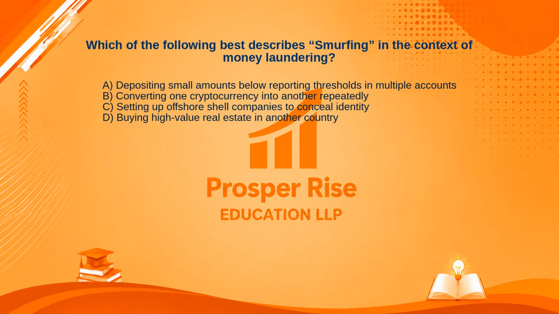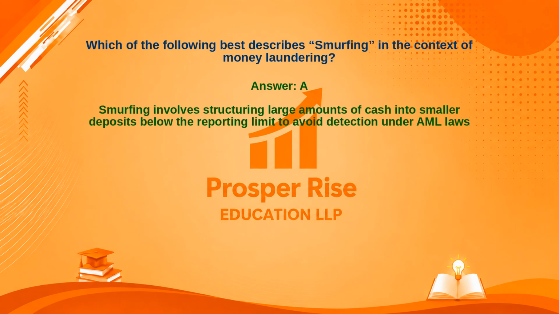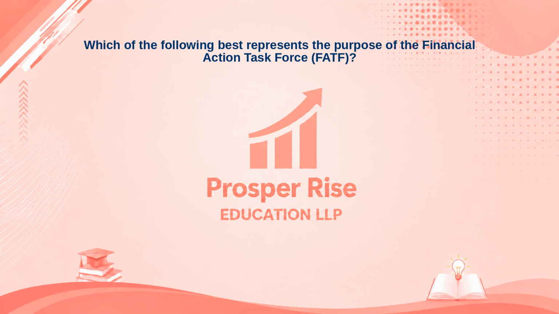Take a moment to pause the video and decide. The correct answer is option A. Let's see why. Smurfing involves structuring large amounts of cash into smaller deposits below the reporting limit to avoid detection under AML laws. Let's tackle this exam question. Which of the following best represents the purpose of the Financial Action Task Force, FATF?